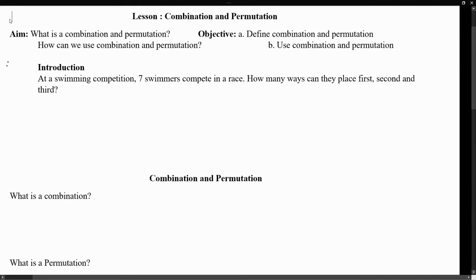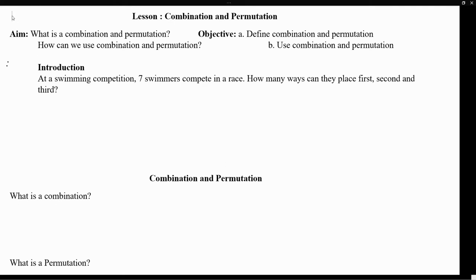Welcome. In this video, we're going to be discussing combination and permutation. So let's get started. Let's start by looking at a small introduction question, which states: at a swimming competition, 7 swimmers compete in a race, and the question is, how many ways can they place first, second, and third?